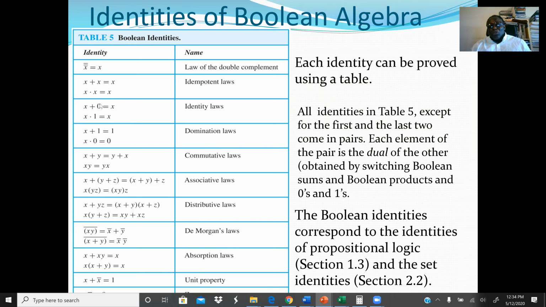Why? Because 0 doesn't matter. If X is 1, it will be 1 plus 0 is 1. If X is 0, 0 plus 0 is 0. So X plus 0 always is X. Then the same thing, X times 1 is always X. Because if it's 0 times 1 is 0, 1 times 1 is 1. So whatever value X is will give us the result.